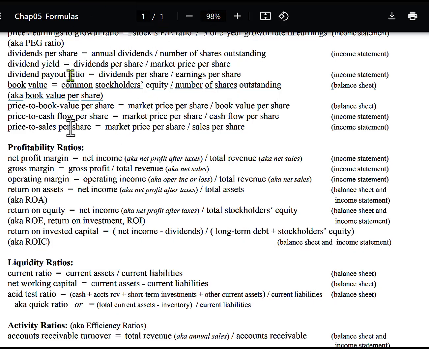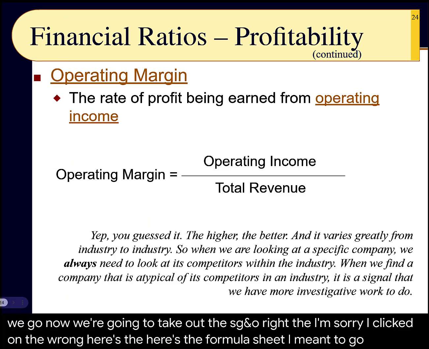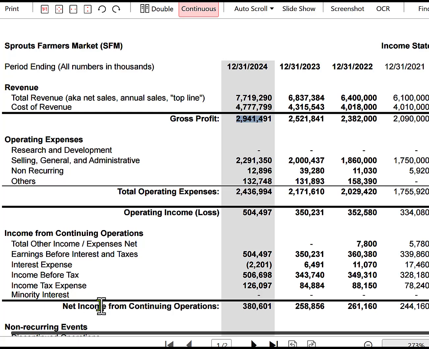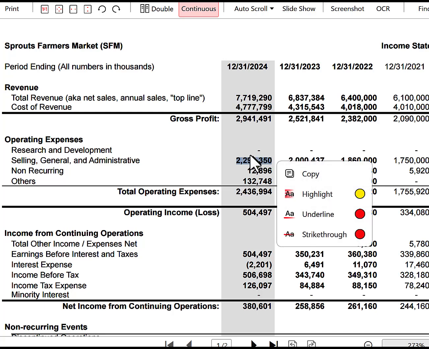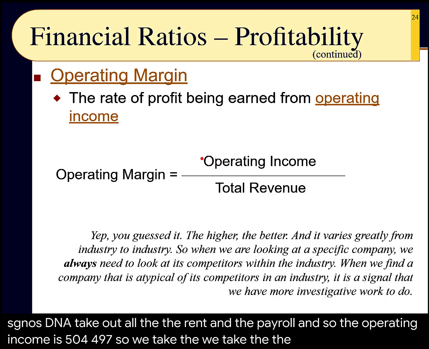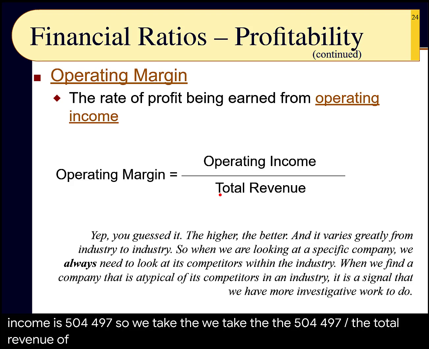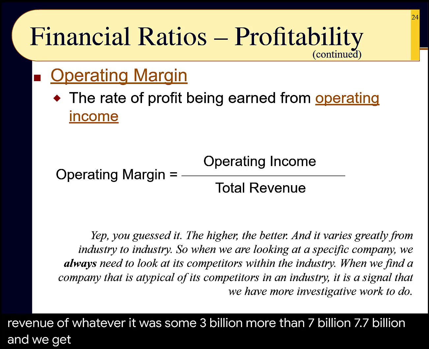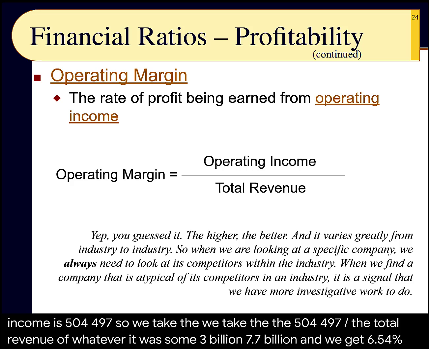I'm sorry, I clicked on the wrong one. Here's the formula sheet. I meant to go down and get the income statement again. And so here we have to take out sales, general and administrative, SG&O, SG&A, take out all the rent and the payroll. And so the operating income is 504,497. So we take the 504,497 divided by the total revenue of whatever it was, some 3 billion, no, 7 billion, 7.7 billion, and we get 6.54%.